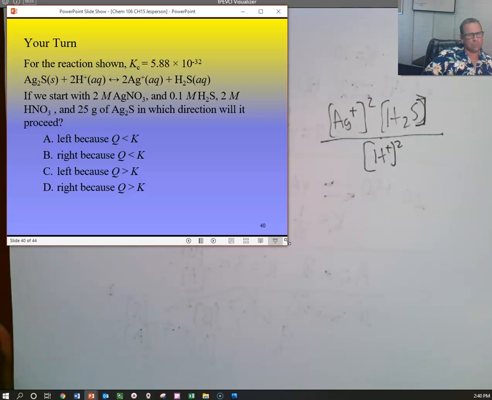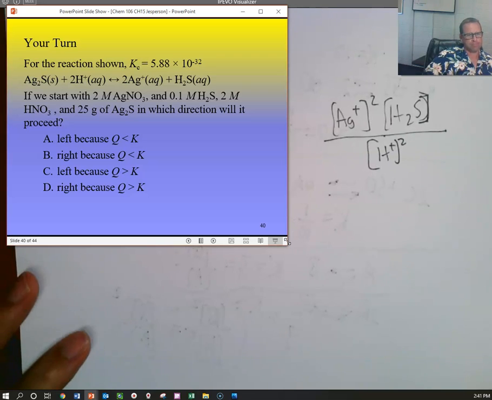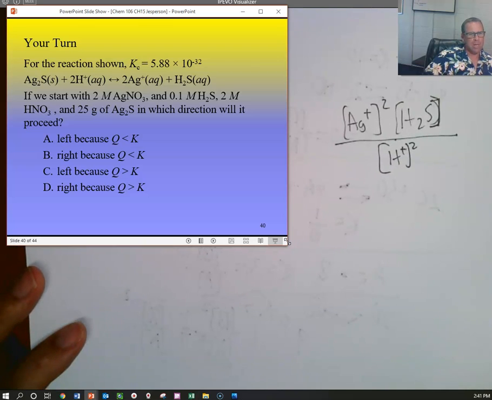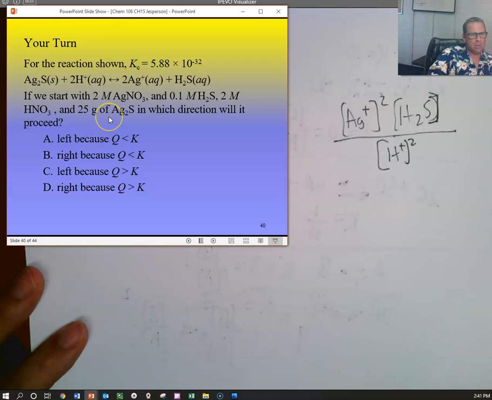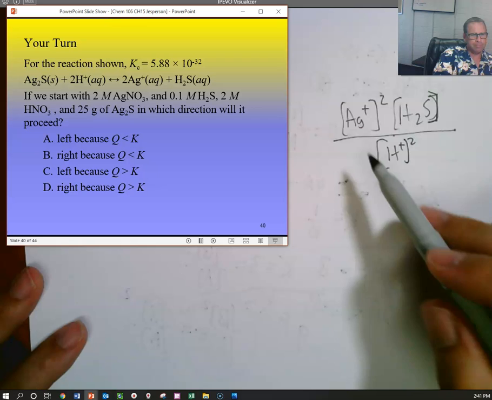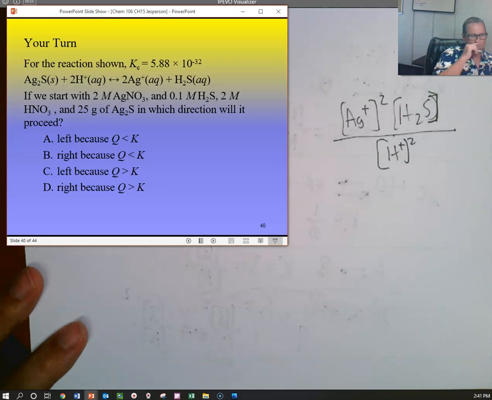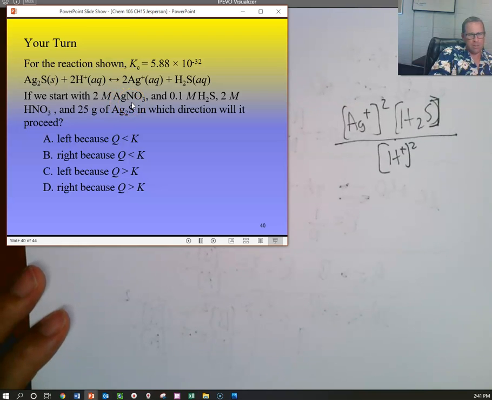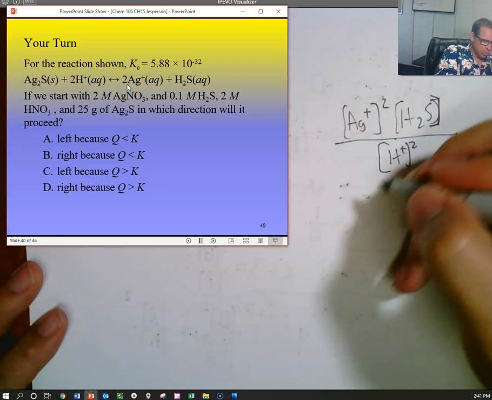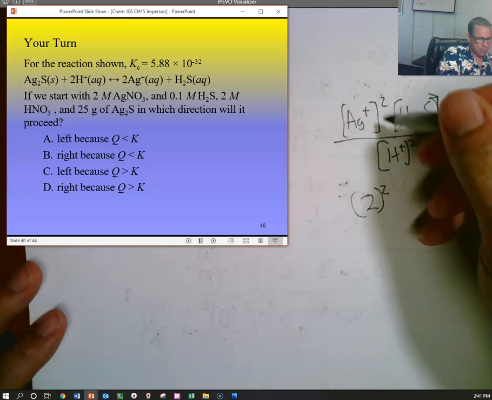So we can use that to find Q, because they give us all the starting concentrations. Okay, very good. So we got 2 molar silver nitrate. What does that value go to? Would that just be the Ag+? That's right. Because when you put silver nitrate into solution, it releases the silver ion. So that's going to be 2 here, 2 squared.